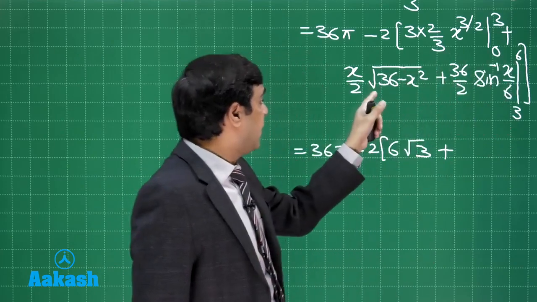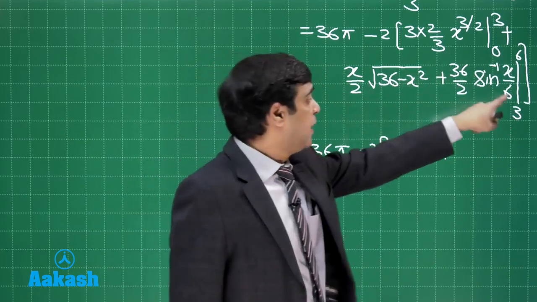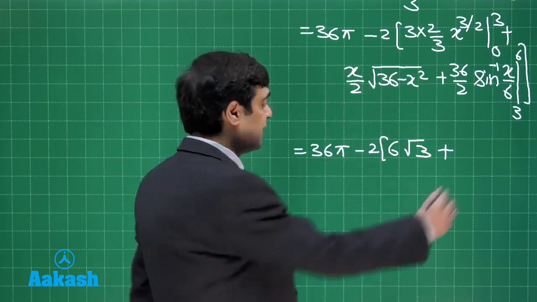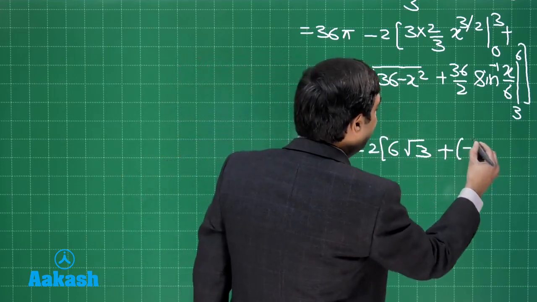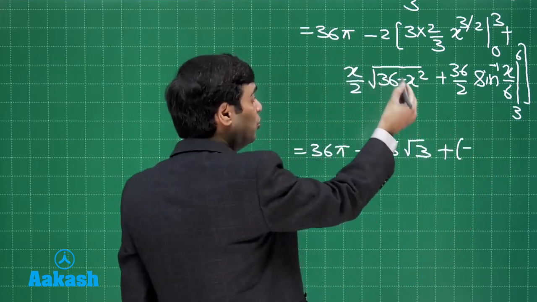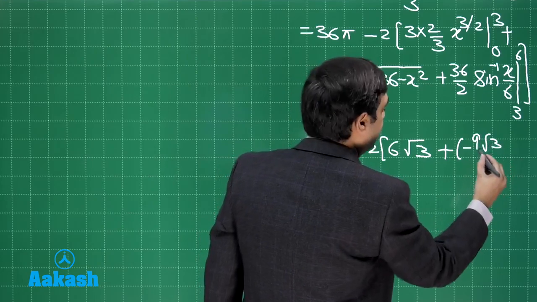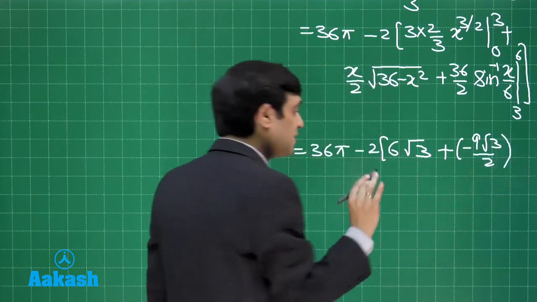When you apply this upper limit 6, it becomes 0. When you apply lower limit 3, it becomes 3 by 2 root 27. So this is simply minus of 3 into root 27, that is 3 root 3. So 9 root 3 by 2. I'm sure this is clear.